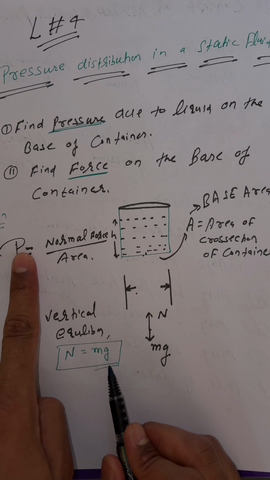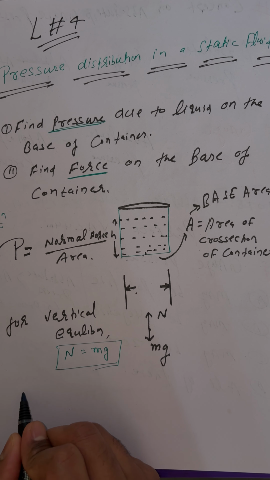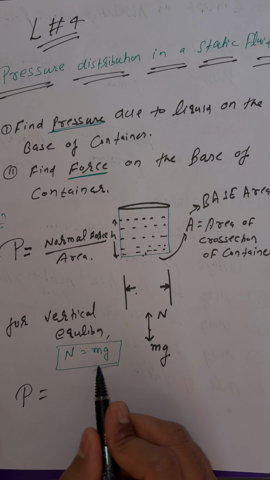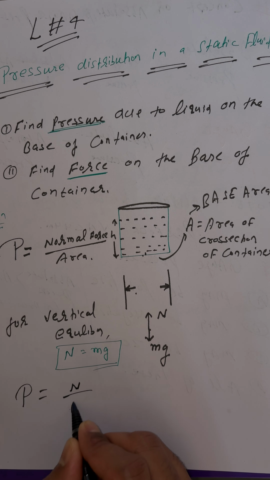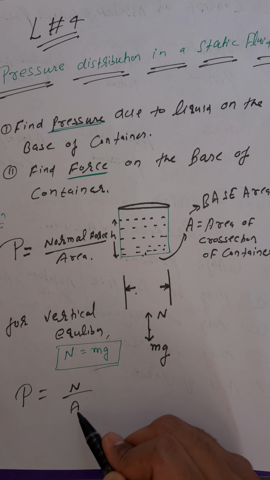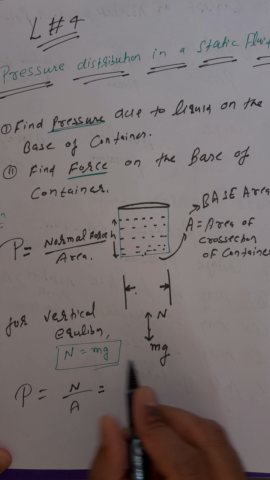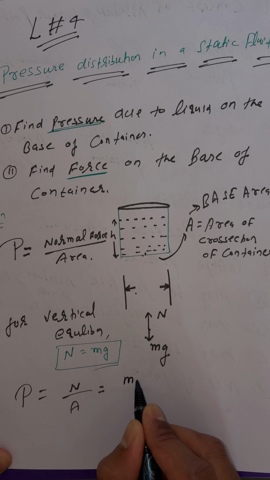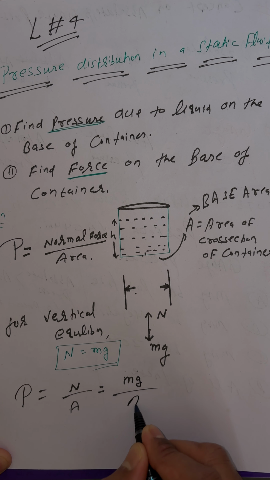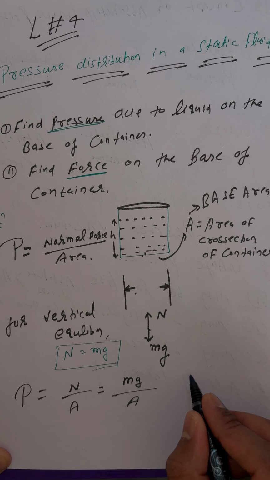Now I'm going to find our answer. What we have to find, students, is pressure. So you can write pressure is equal to normal force upon the area of the container, that is A only. So now students, as you know, we already found normal is equal to mg, so you can write this as mg upon area. Students, I said there is a relation.